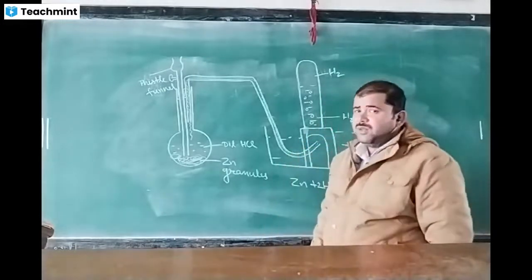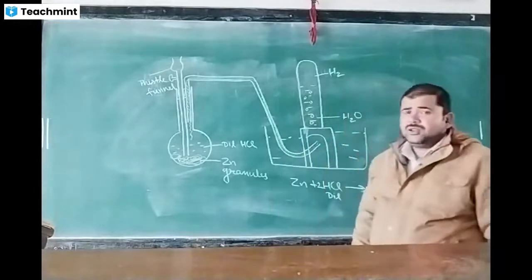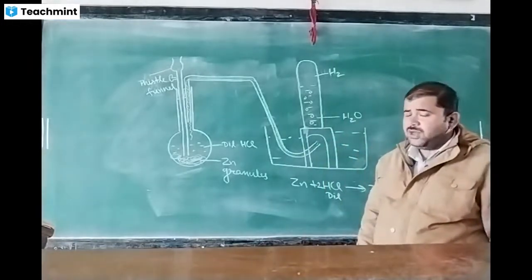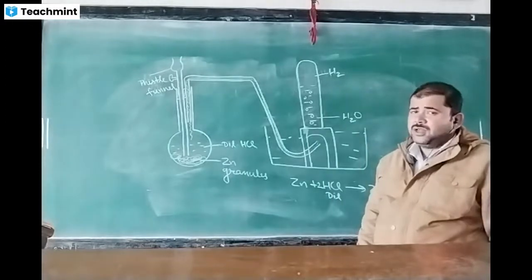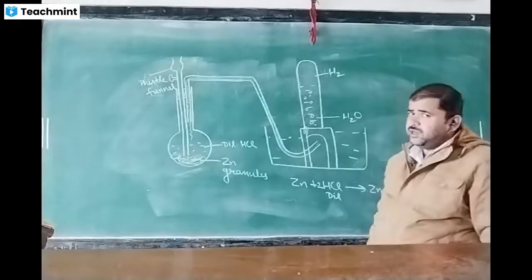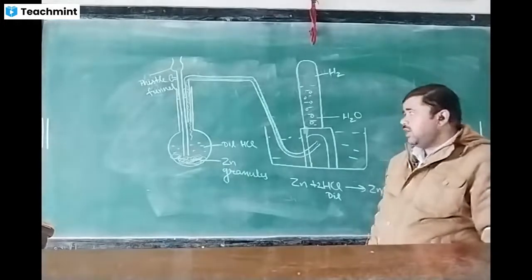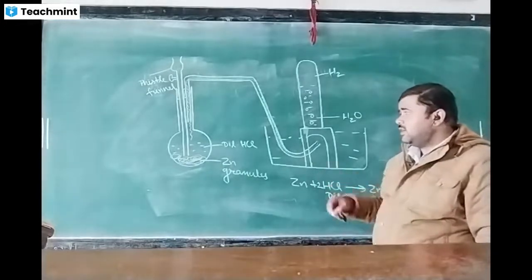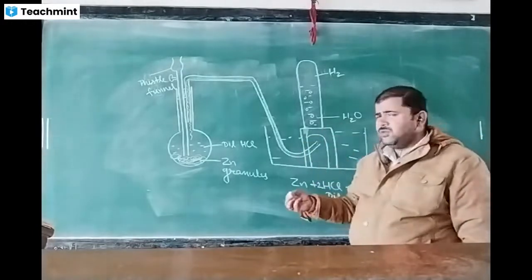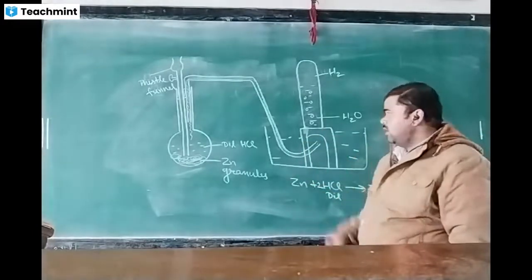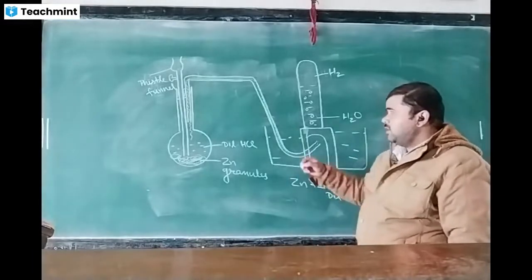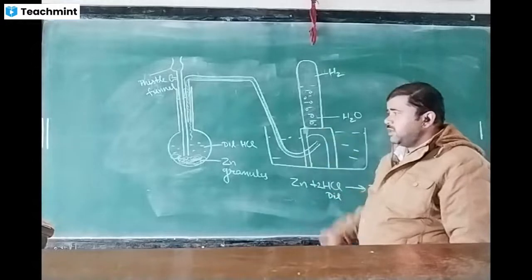This is the reason we will not collect the hydrogen by the downward displacement of air. Hydrogen is the lightest gas. We will collect the hydrogen by the downward displacement of water. Because what is the reason in this condition? Hydrogen is immiscible in water, very slightly soluble, we can say negligible solubility in water. And that's why we are collecting the hydrogen by the downward displacement of water.